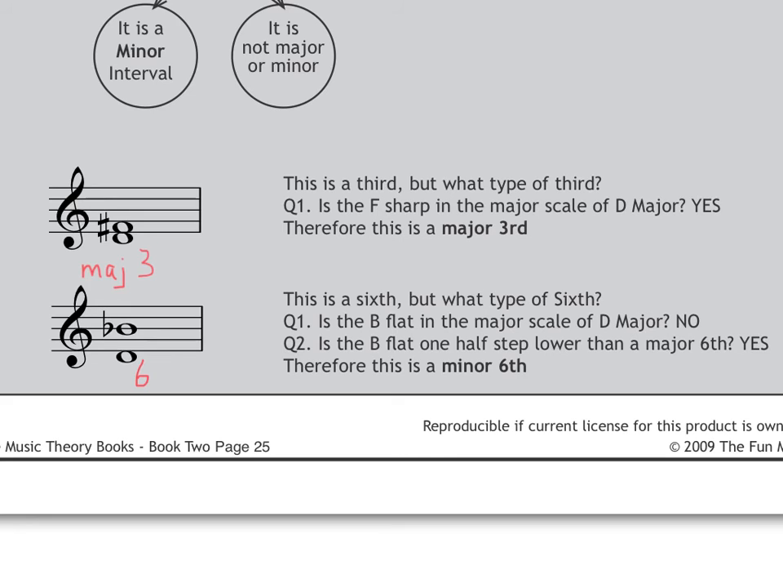So we know it's not a major sixth. The next question, is it a minor sixth? In other words, has this upper note come down a half step from the major sixth? Yes, it has. We know that because B should be natural in the key of D major. This B has been lowered by a half step because of the flat. Therefore, it's a minor sixth. And that's how we determine that it's a minor sixth. That flat sign means it's been lowered out of the key signature.